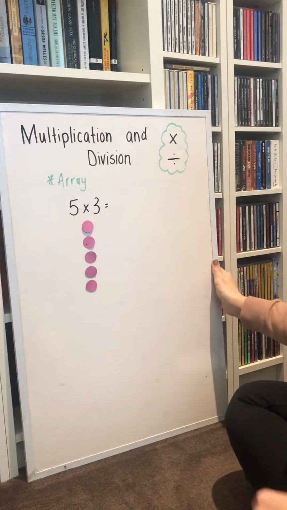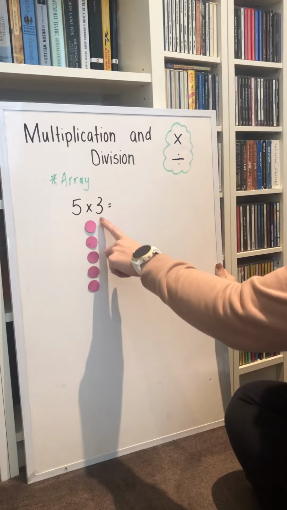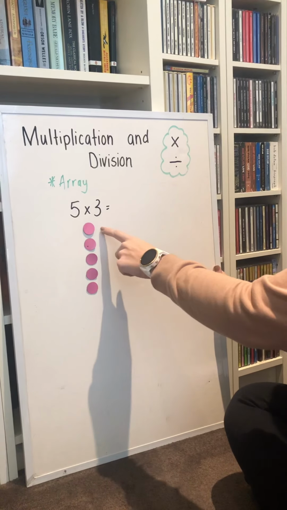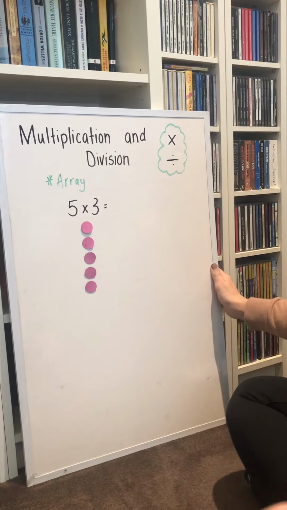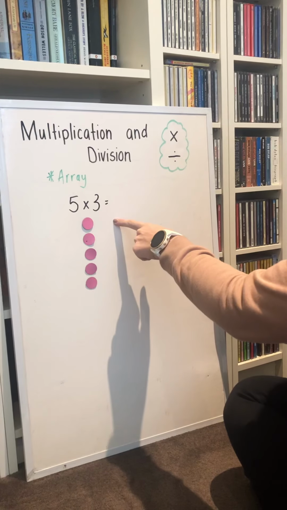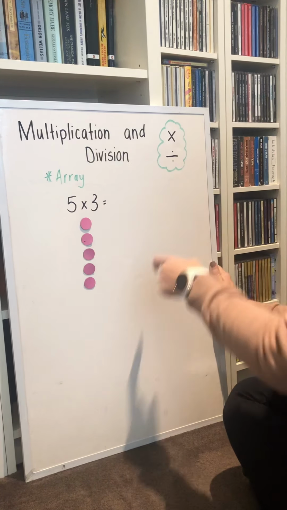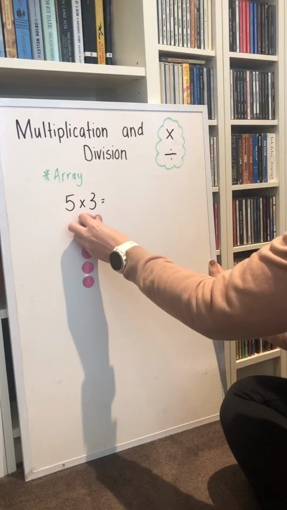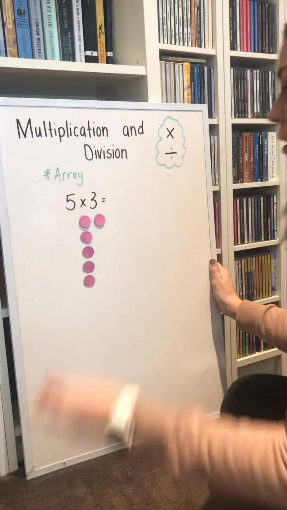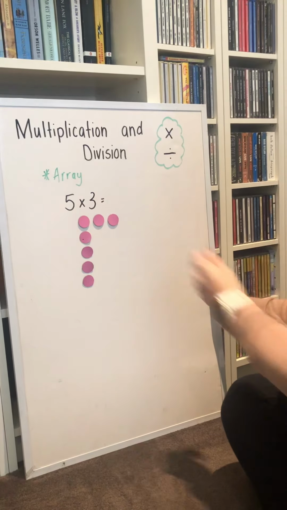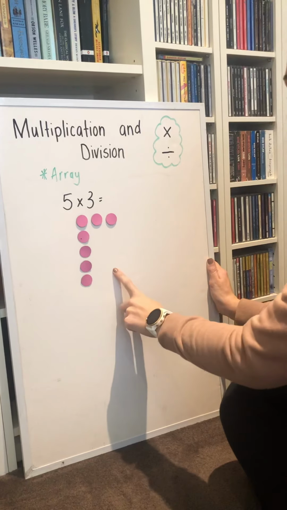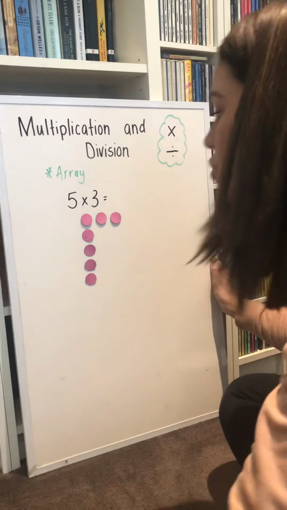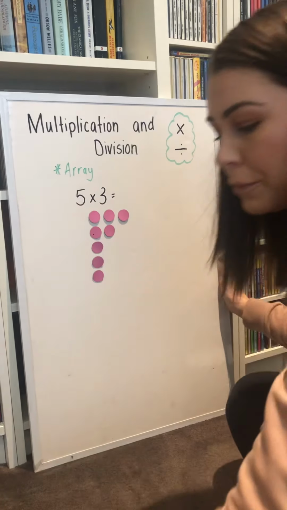Now our second number, 3, represents how many rows that we have, so how many dots we have going across. Now remember to include that first dot in that row. Don't do 3 extras, otherwise you'll have 4 in that row. So I'll do 2 and 3, and then to finish your array you need to fill in your columns or your rows. So I will fill that in quickly for you.